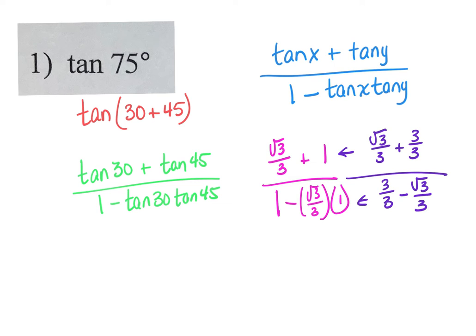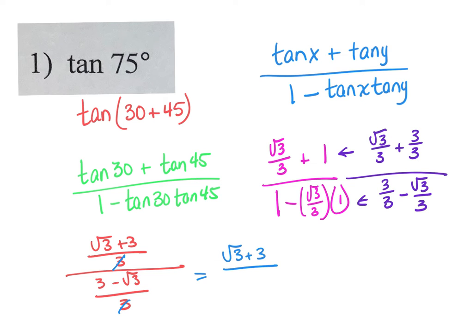When I'm adding fractions, I just add my numerators, so don't overthink it. On top I have square root of 3 plus 3, all over 3. That's my numerator. On the bottom, I have 3 minus the square root of 3 over 3. Remember I said when you have fraction over fraction and it has the same denominator, my denominators actually cancel here. If I keep, change, flip, which you're welcome to do, when your denominators are the same, they end up canceling, and I end up with numerator over numerator.